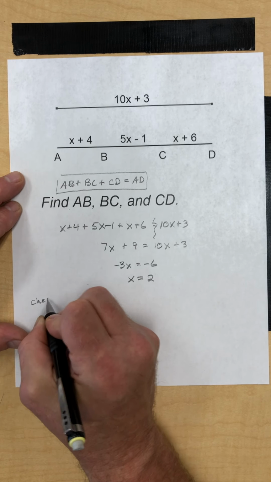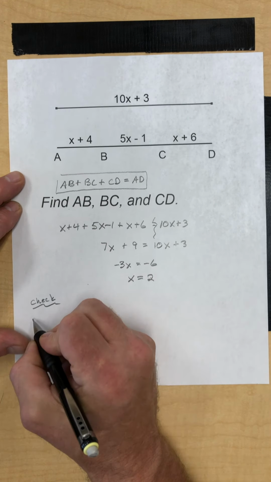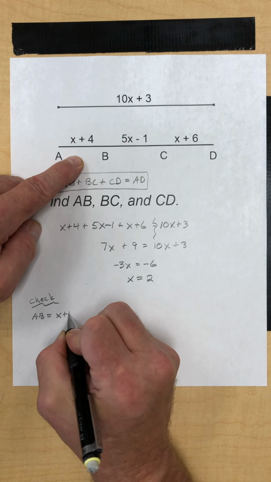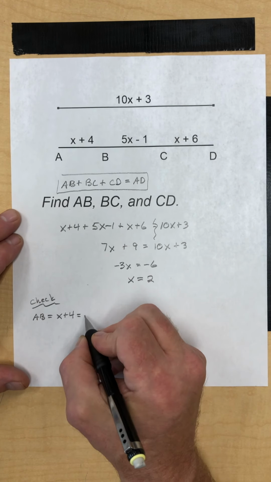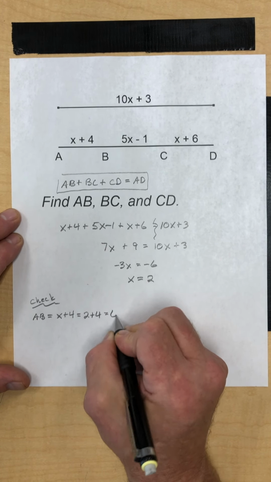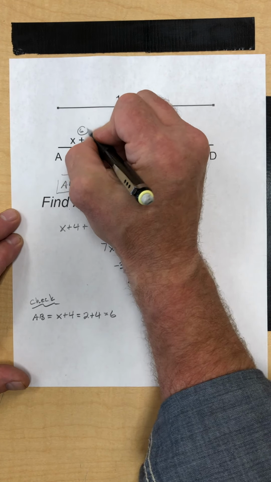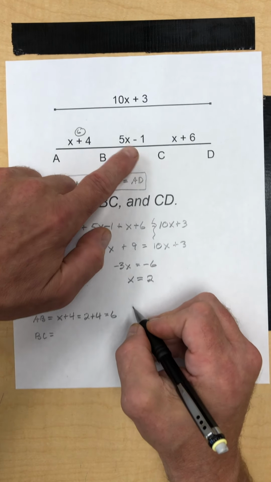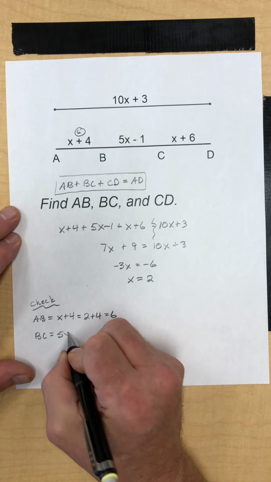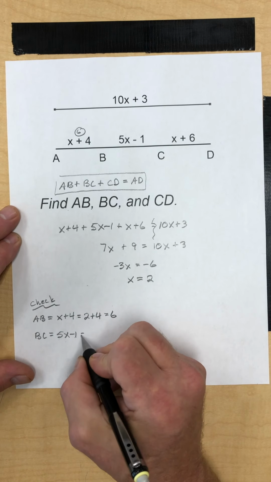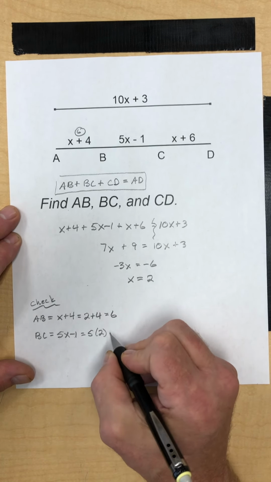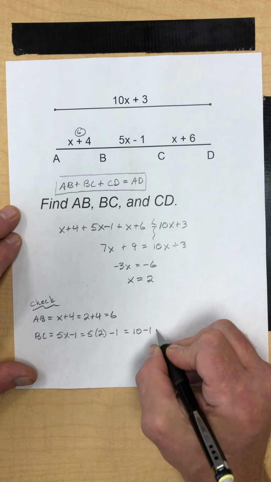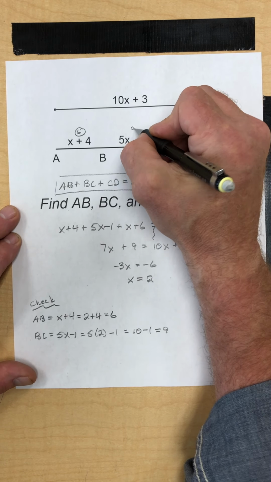Okay, so I've got to check it, as well as come up with these three answers. So AB is x plus 4. Substituting the 2 in there, I get 2 plus 4, which obviously is 6. So it looks like this guy is 6. Then I'm going to do BC, which is 5x minus 1. So I substitute the 2 in there, so I get 5 times 2 minus 1, which obviously gives me 10 minus 1, which is 9. So it looks like this guy is 9.